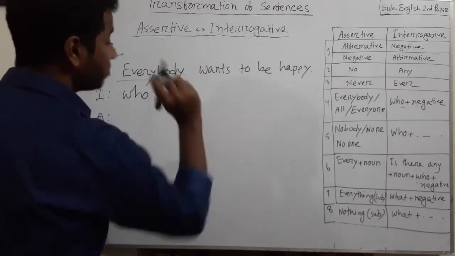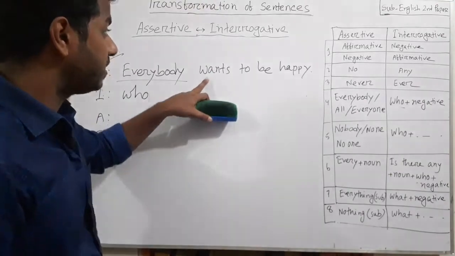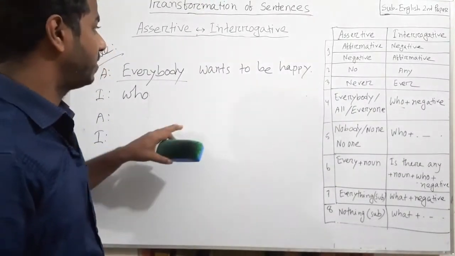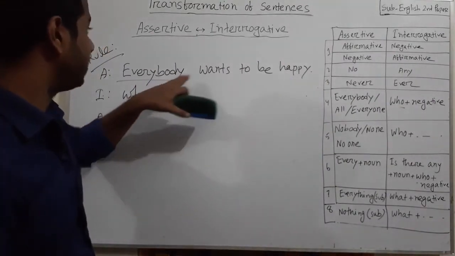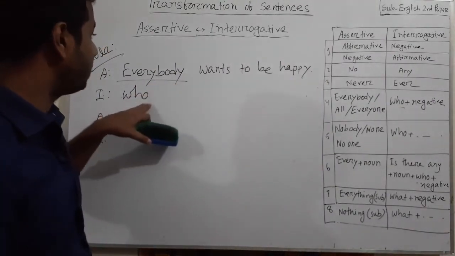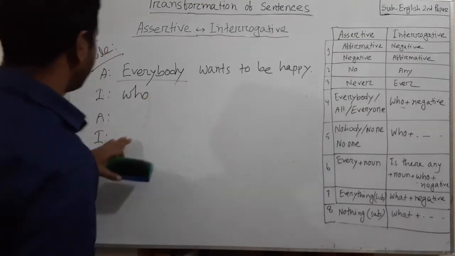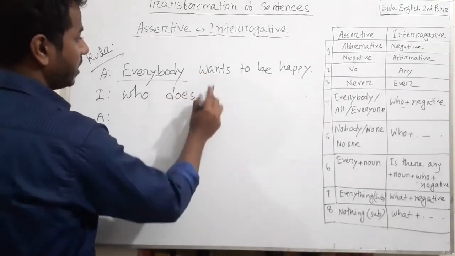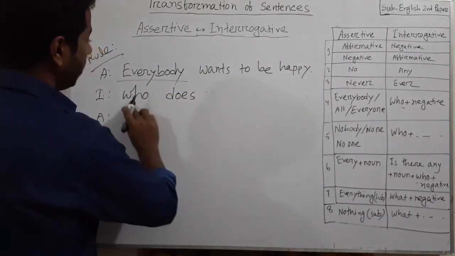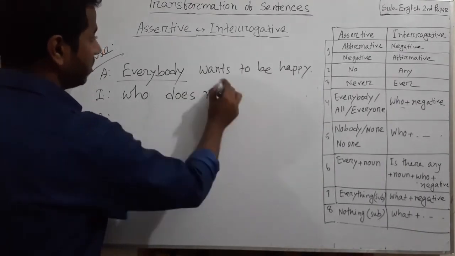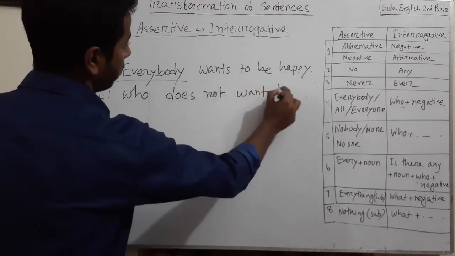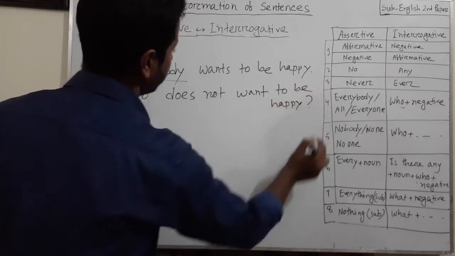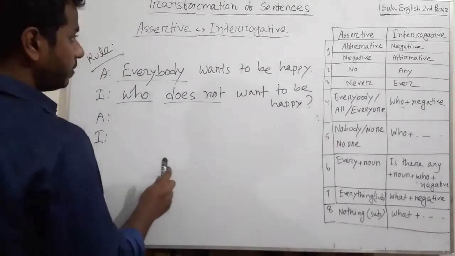So in this sentence there is no auxiliary verb, and this sentence is in present indefinite tense. That's why we have to bring do or does. Who, as everybody is in singular form, so who will be regarded as a singular subject, then we have to write does. So who does, then negative form, who does not, then want to be happy, question mark. So okay, another example.